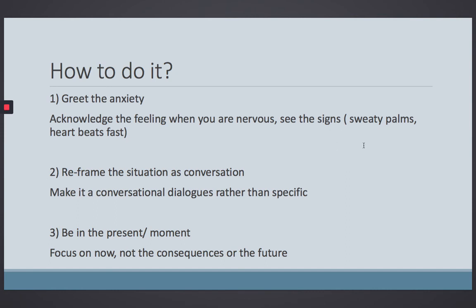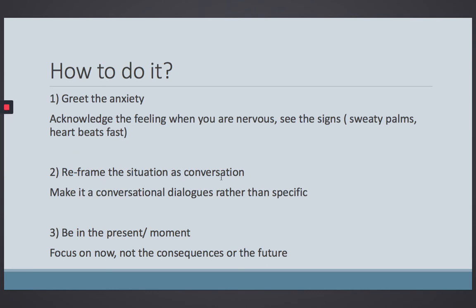See the signs: sweaty palms, heartbeat fast. All this is a signal that you are someone who is nervous, right? You are easily nervous. Okay, so know the feeling. Tell yourself it's okay to be nervous, right? Relax, take a deep breath.